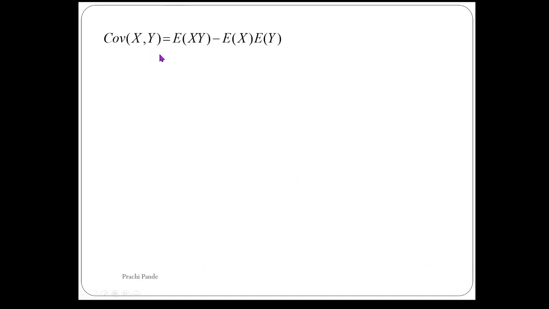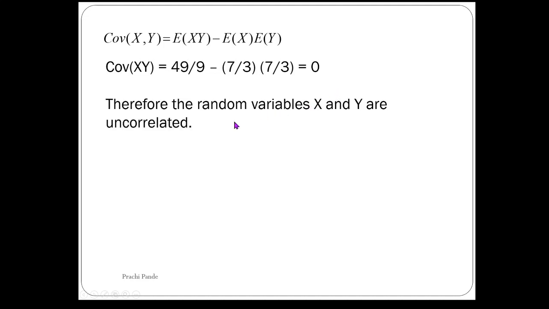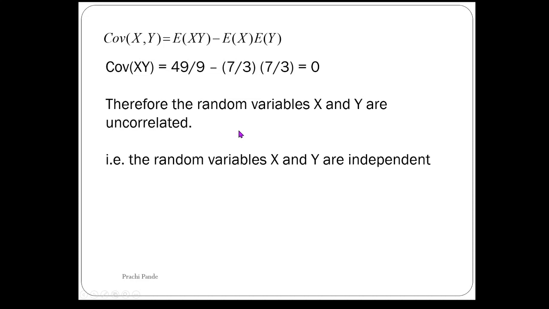And then find out covariance of xy, which is equal to expectation of xy minus expectation of x into expectation of y, which is equal to 0. As expectation of xy is 49 by 9, expectation of x is 7 by 3, expectation of y is 7 by 3, and 7 by 3 into 7 by 3 is again 49 by 9. So covariance of xy is 0, and that's why the random variables x and y are uncorrelated, or we can say that the random variables x and y are independent. So this is what it is all about, the expectation and variance for the joint distribution.